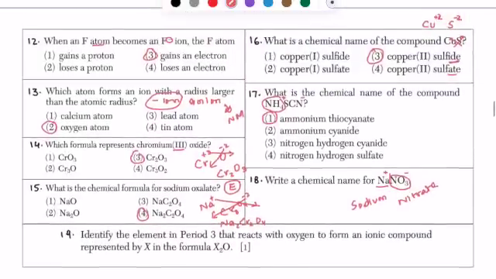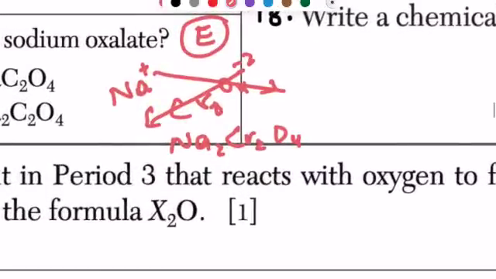And then identify the element in period 3 that reacts with oxygen to form an ionic compound represented by X in the formula X2O. The way you can answer this question is by figuring out the charge of X. Because remember, elements in the same group in most cases have similar charge. So X comes before, that means X should be a metal. That is one thing we know.